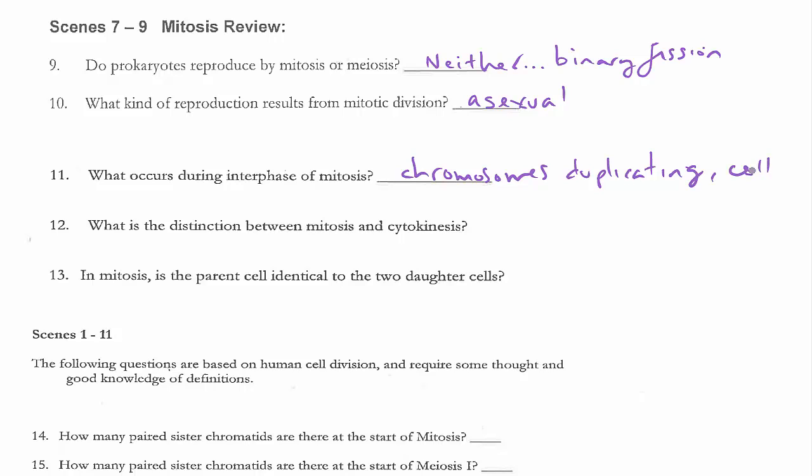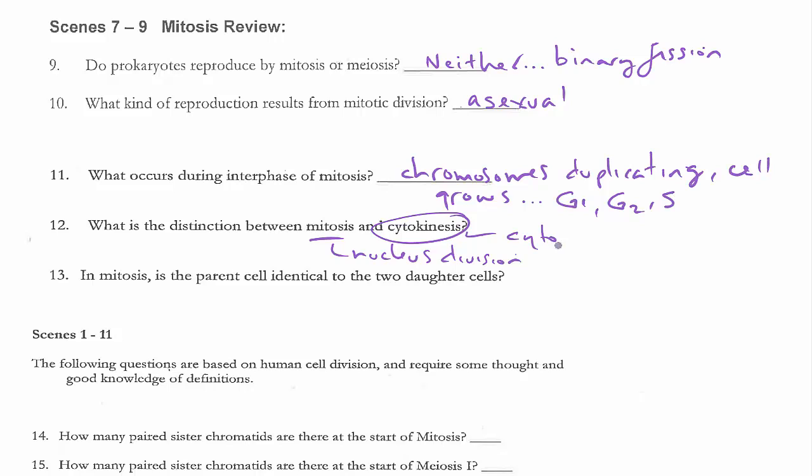It'd be really nice. So the cell grows, and if you remember the cell cycle, there are all those divisions called G1, G2, synthesis phase, etc. But we'll move on. What is the distinction between mitosis and cytokinesis? Well, in mitosis, a cell duplicates and divides its genetic material into two nuclei. So the mitosis part of this is the nuclear division, the nucleus dividing. Whereas cytokinesis is basically the division of the cytoplasm. The cytoplasm divides into two new cells.